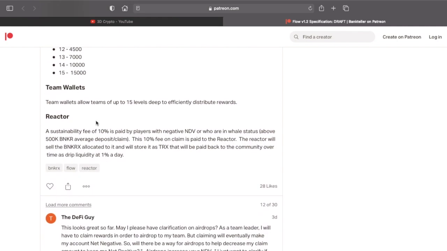So yeah, the big thing is team wallets are going to be 15 levels deep and will efficiently distribute rewards equally. And then also Reactor is going to be switched back on again with version 1.2. The sustainability fee of 10%, which is paid by players who are in whale status or negative net deposit, this 10% fee on claim will go to the Reactor, and then the Reactor will sell the BNKRX allocated to it and store it as TRX, and then pay it back to the community over time at a 1% per day liquidity drop.